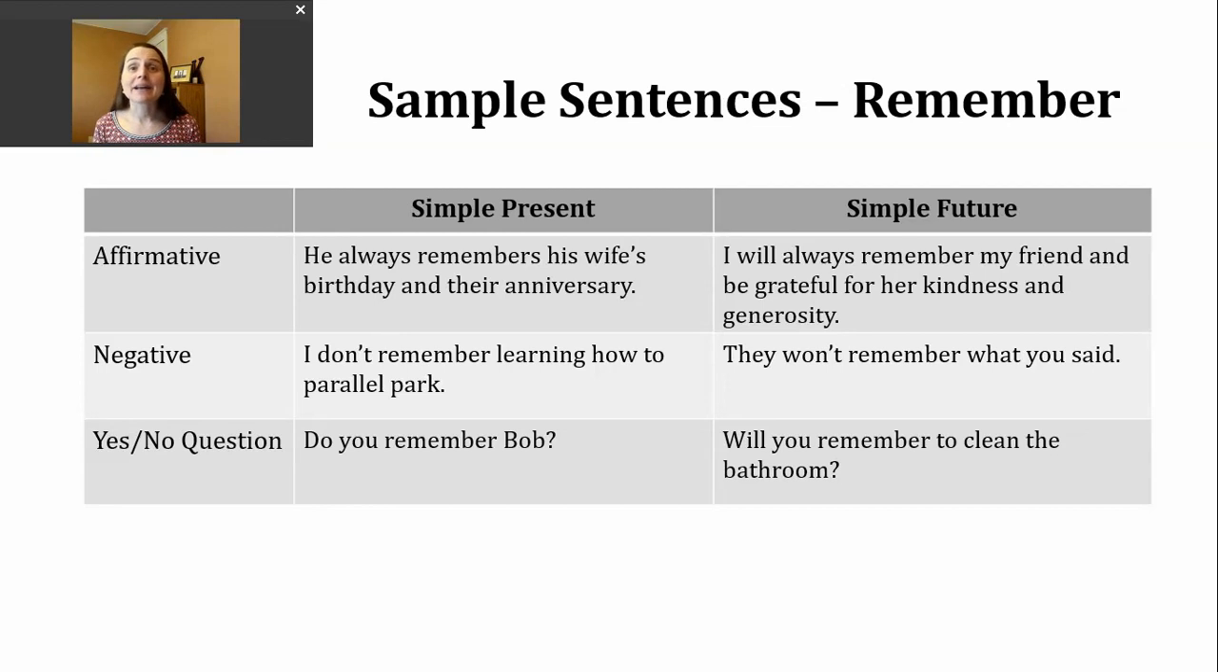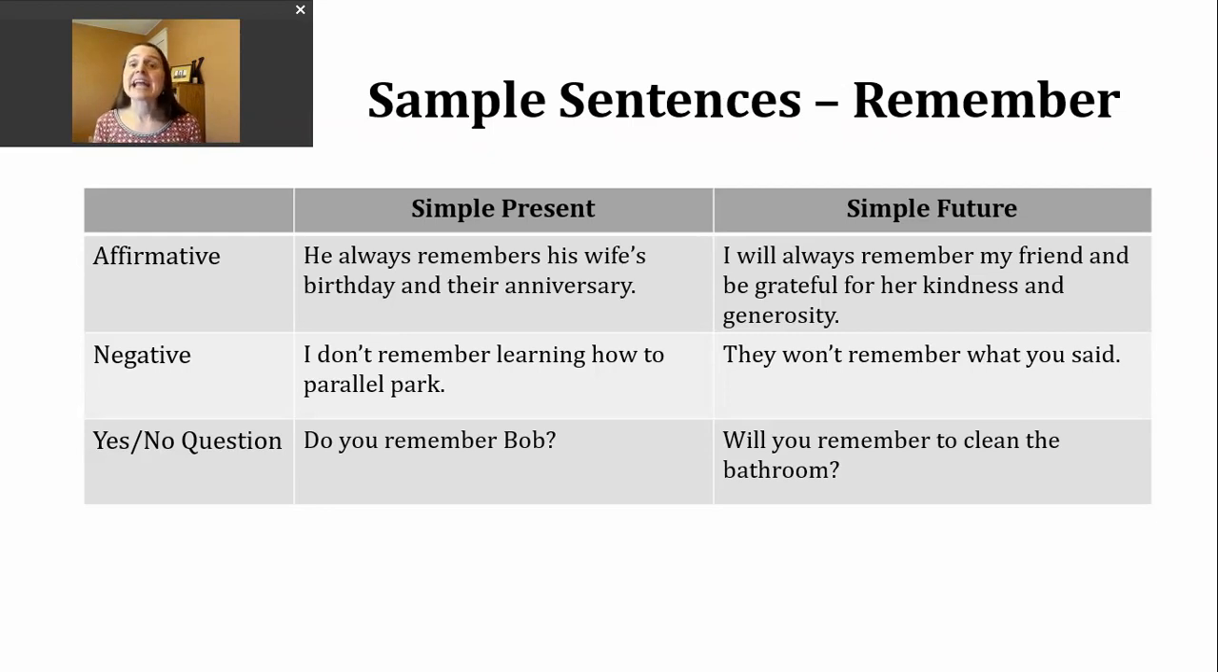Let's look at another example sentence. I don't remember learning how to parallel park. So I'm not able to have this memory. I'm not able to think of something again or pull it from my mind.